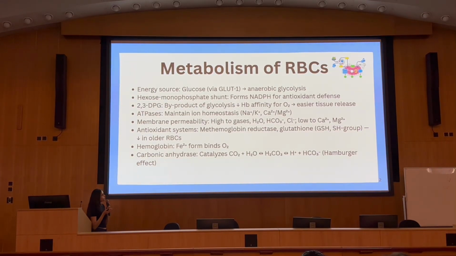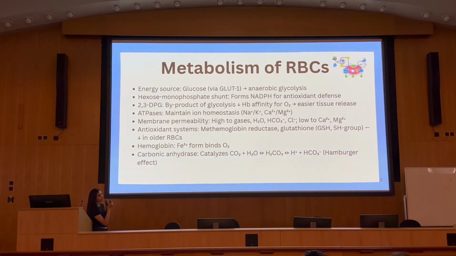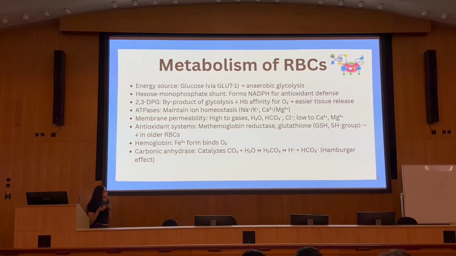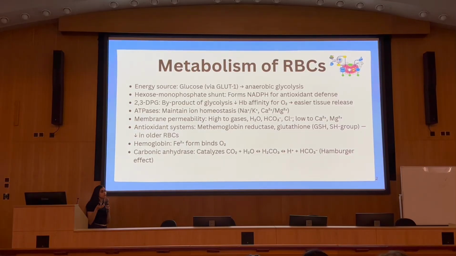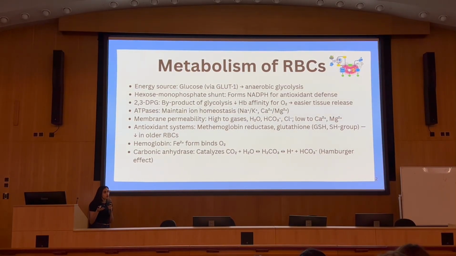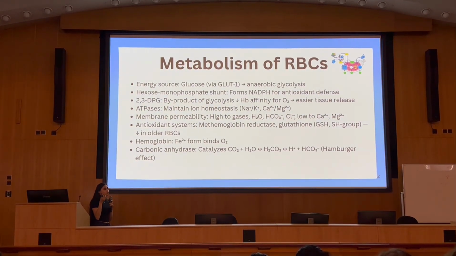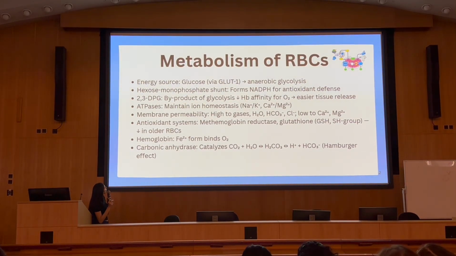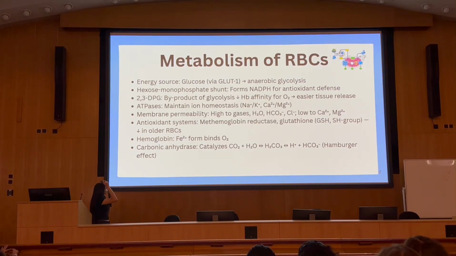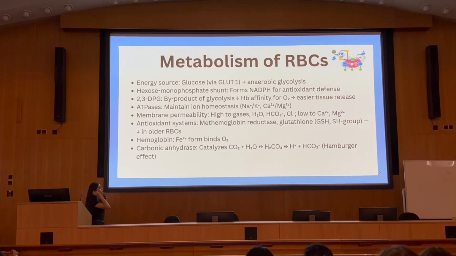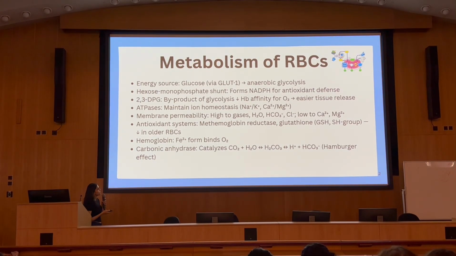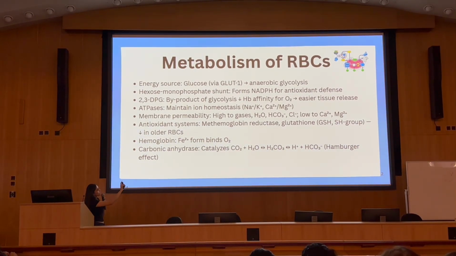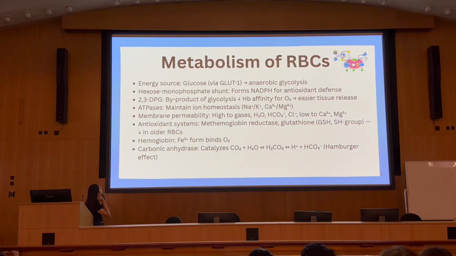So this is very important because, say, calcium for example, if that increases in RBCs, the flexibility of the RBC decreases. So you can see this in old RBCs where they're not flexible anymore and they start rupturing in your capillaries. Then we have the membrane permeability, so it's permeable to gases, water, bicarbonates, and chlorine. These bicarbonates and chlorine are very important, and I'll be explaining that soon.